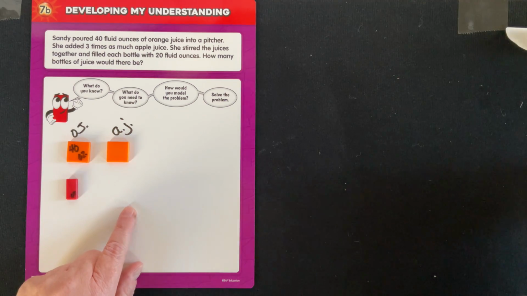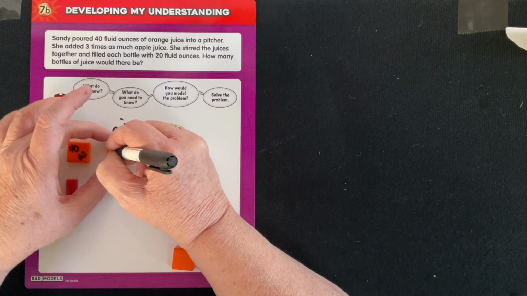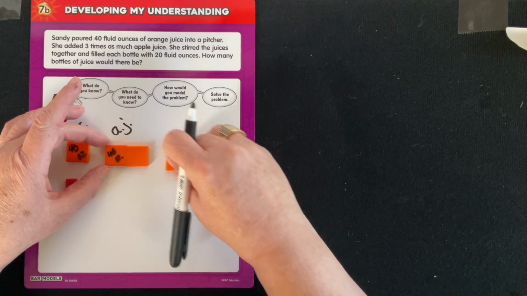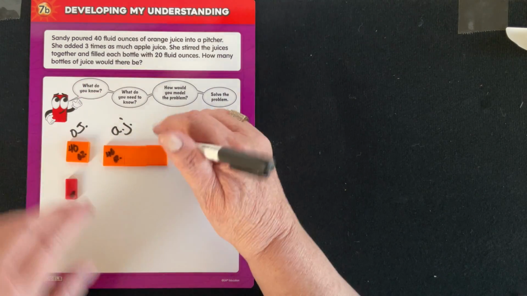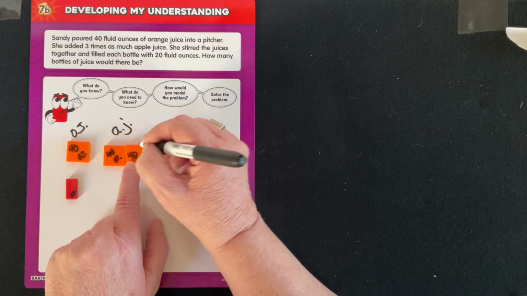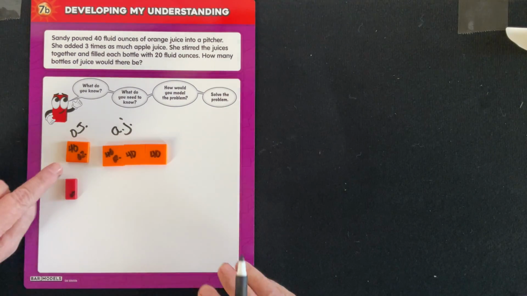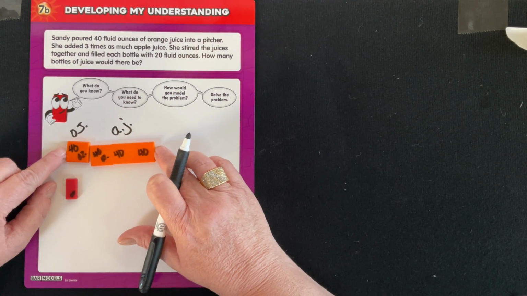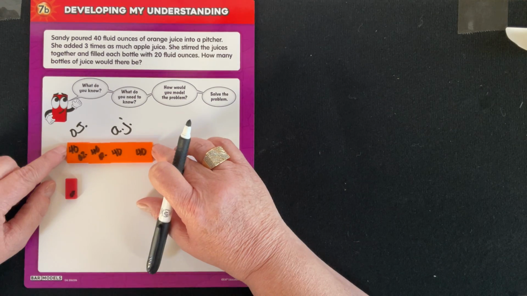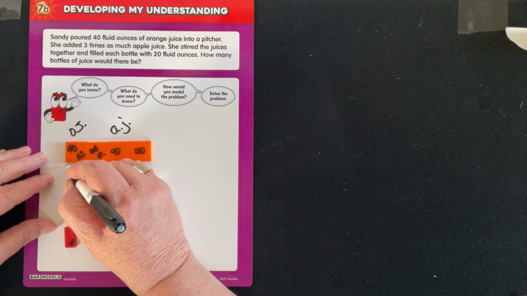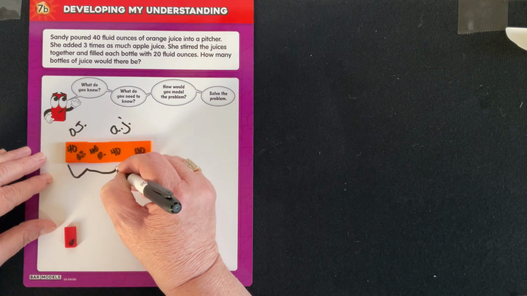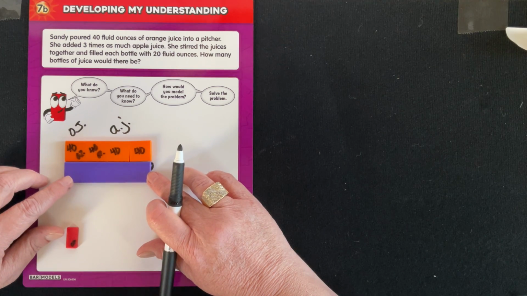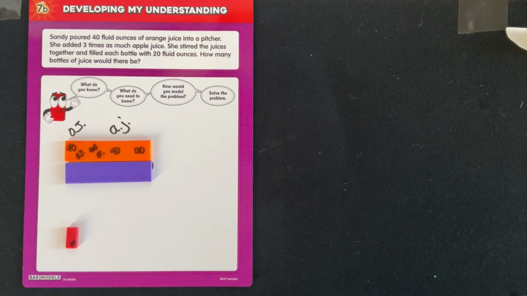So if she did 3 times as much, then this one is still 40 ounces, but she's doing 3 times as much. So that means there were 3 40 ounces of apple juice and only 1 40 ounce of orange juice. She joined those together or stirred those together to get a total. So what is our total? You could do it that way, or your teacher guide said that your purple bar is exactly the same length.